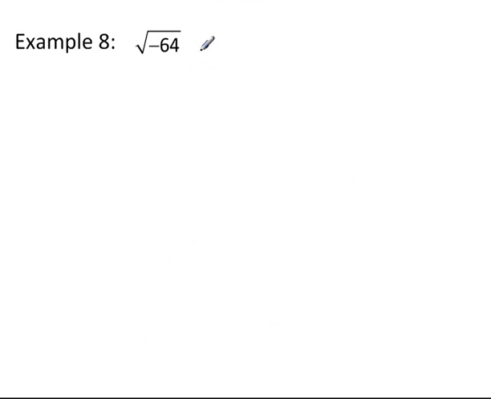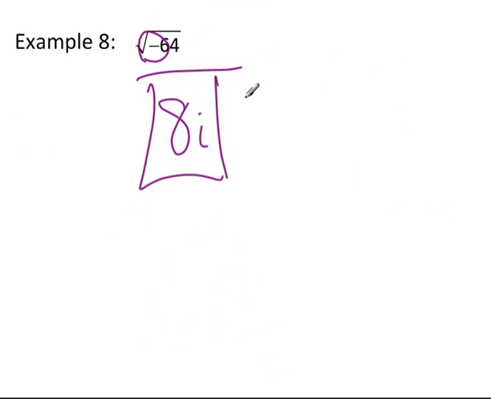So here, square root of -64. We just think, what's the square root of 64? Well, that's 8. Is it negative? Yeah. So put an i on it. Square root of -64 is just 8i.